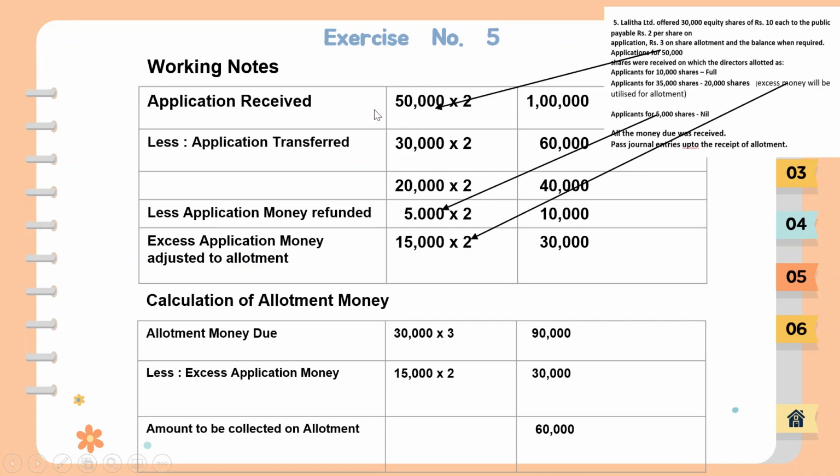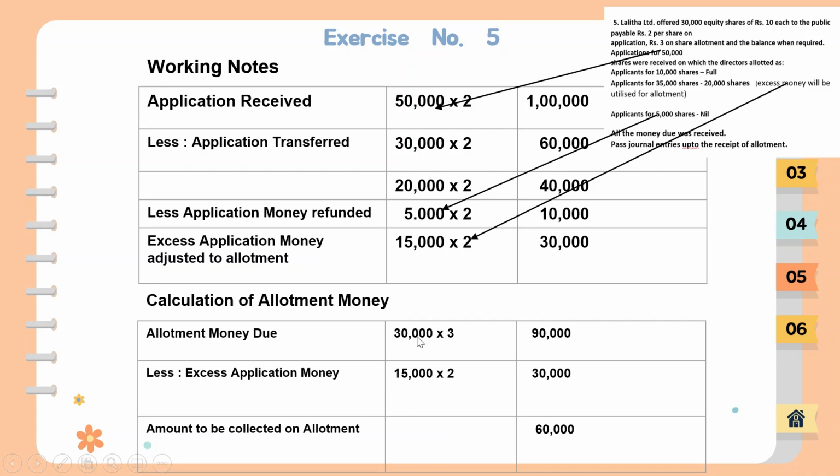See, application money received for 50,000 shares first you consider, and application transferred is 30,000, that is shares offered, and the remaining 20,000, how many they are rejecting, that you see. They are rejecting 5,000 shares. That alone you subtract. The remaining amount is fully adjusted to allotment. So simultaneously you do the allotment money calculation also.